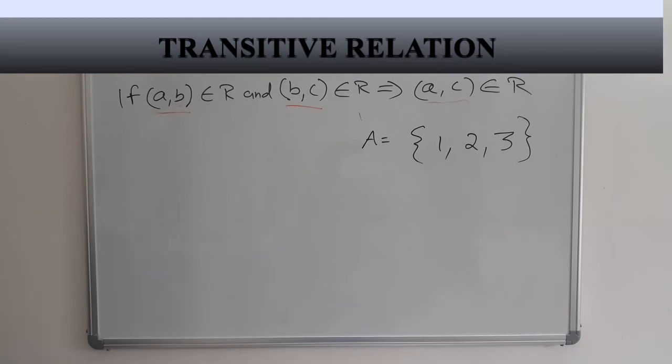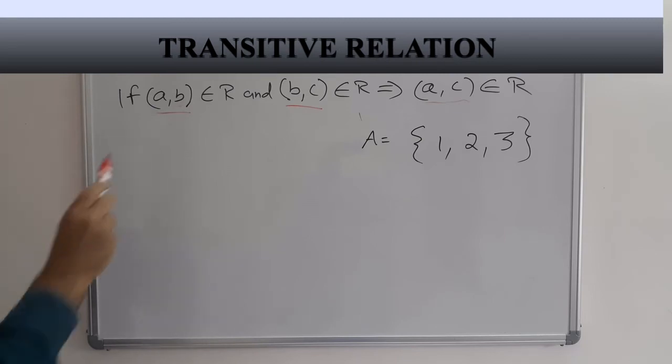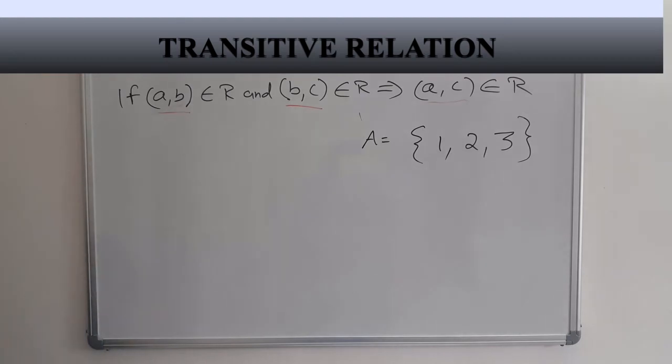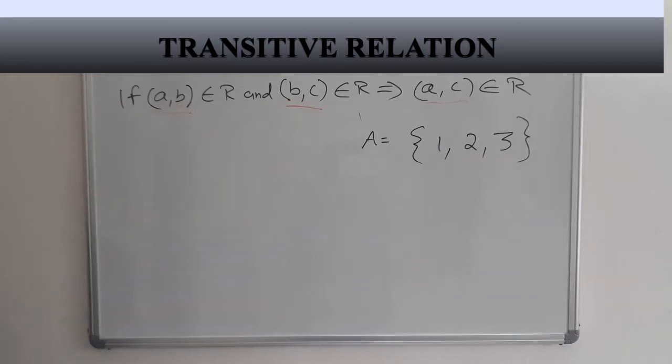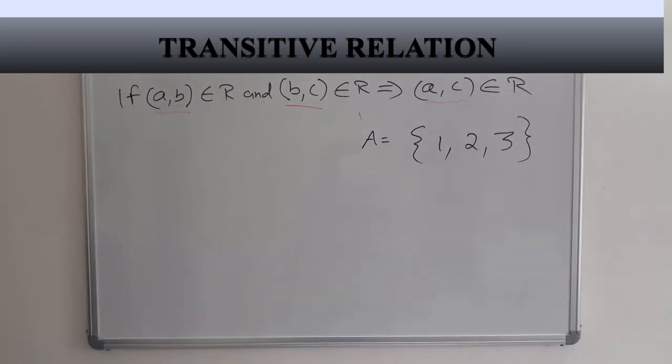And what if this condition itself is not there? That means if we have A comma B and we don't have B comma C, if we don't have a second pair which satisfies this condition, what do we say? Is it going to be transitive or not transitive? Students have confusion in this area, so just be clear about it. It is going to be transitive. If there is only a single condition, and the second condition is not present, it is transitive. We'll discuss it in some examples.